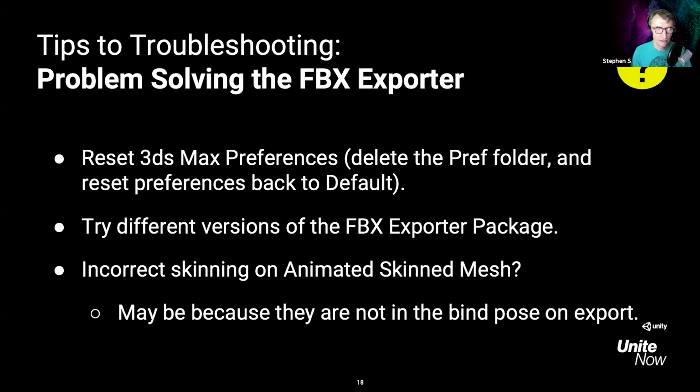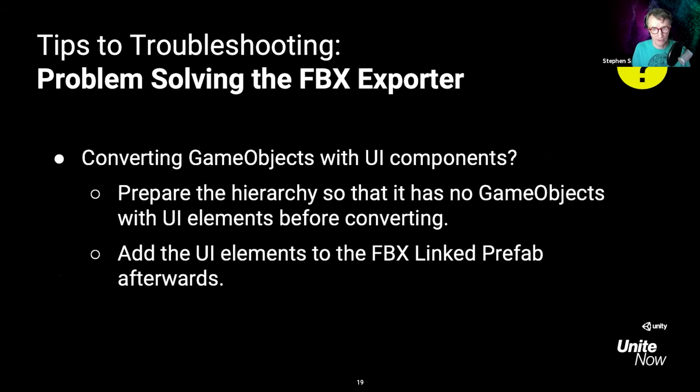And then if you have any incorrect skinning on an animated skin mesh, it might be because you're not in a bind pose on export. What that means is you have to go back to the original bind pose and then export it. So if you have a rigged character that you want to bring into 3ds Max, make sure you're in the bind pose. It's the original pose, like the T pose of the character.